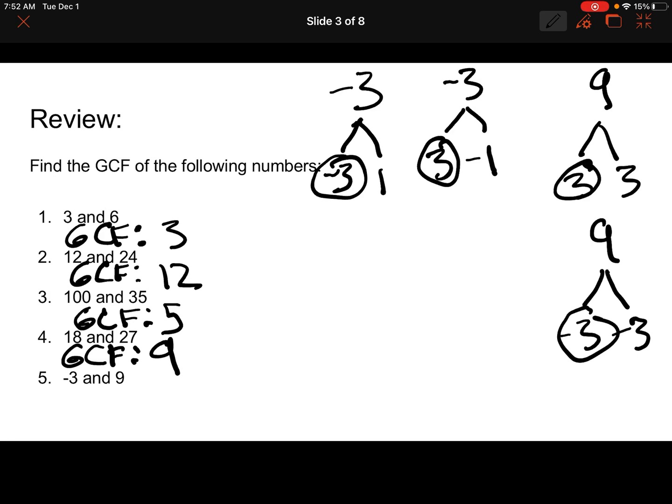Now, if we're going off the term greatest common factor, it's obviously going to be the larger one, right? So it would normally be 3, but in our factoring exercises, you're going to have to pull out negatives and positives. So I'm going to list my GCF here as -3 and 3.